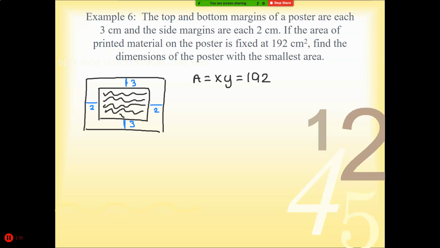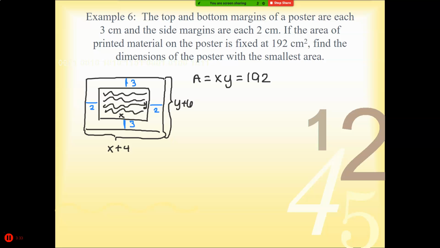So we're saying that this length here is x and this length here is y. So the printed region is x by y equal to 192. Find the dimensions of the poster with the smallest area. So that means my outside dimension is x plus 4 because of the inside printed plus the 4 centimeter margin. And from top to bottom is y plus 6 because the 3 centimeter margins outside of the printed area.